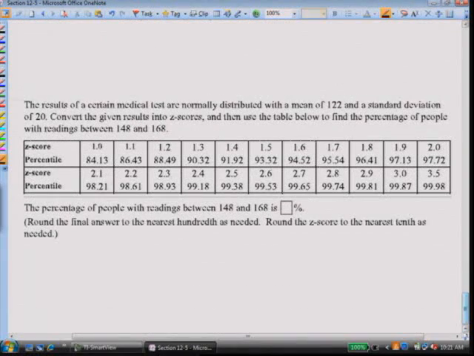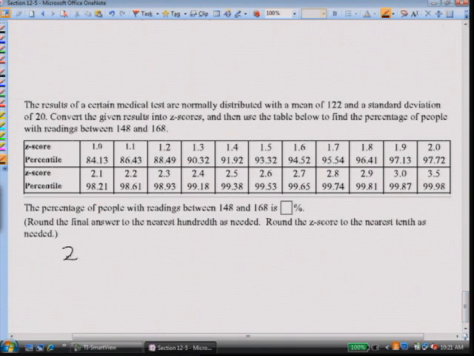Okay. The results of a certain medical test are normally distributed with a mean of 122 and a standard deviation of 20. Convert the given results into z-scores and then use the table below to find the percentage of people with readings between 148 and 168. So this is the same type of question that we did a few minutes ago. We're going to need to find the z-score for 148 and the z-score for 168. And then we're going to want to find the corresponding percentiles and subtract them.